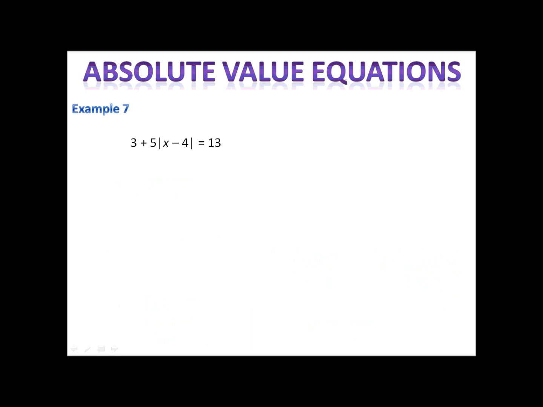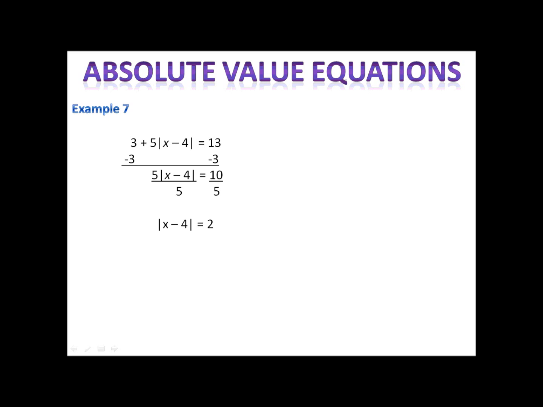For example 7, we'll also get you started. We begin by getting the absolute value alone. We start by subtracting 3 from both sides. That gives us 5 times the absolute value of x minus 4 equals 10. Since it's 5 times the absolute value, we will divide both sides by 5. That leaves us x minus 4 equals 2. Now, please write your two equations, solve, and then check to see if your solutions work. Please pause the video here.